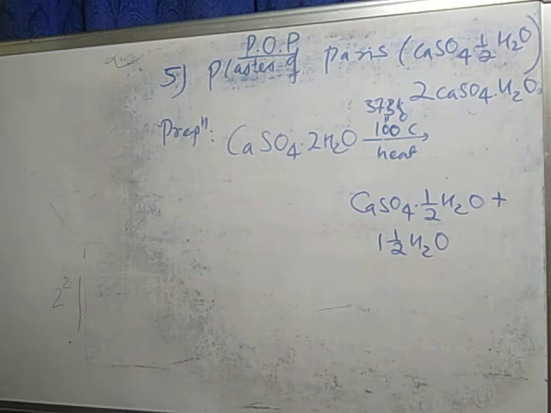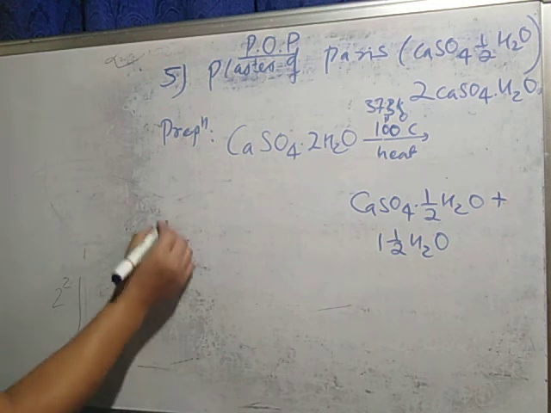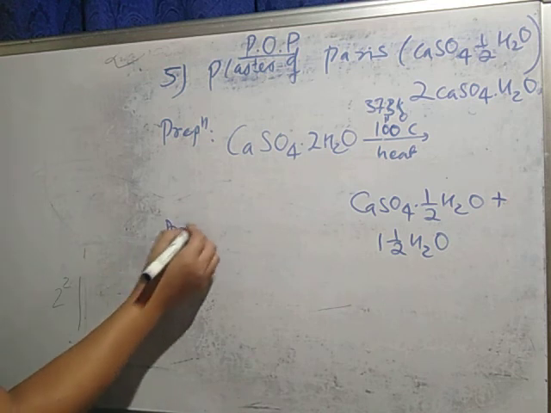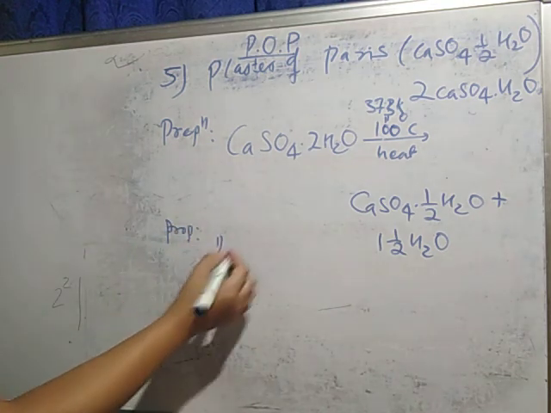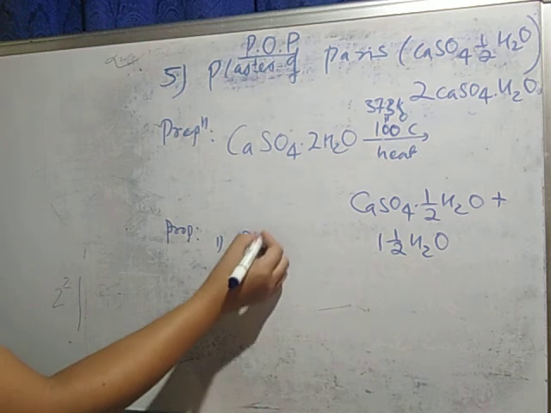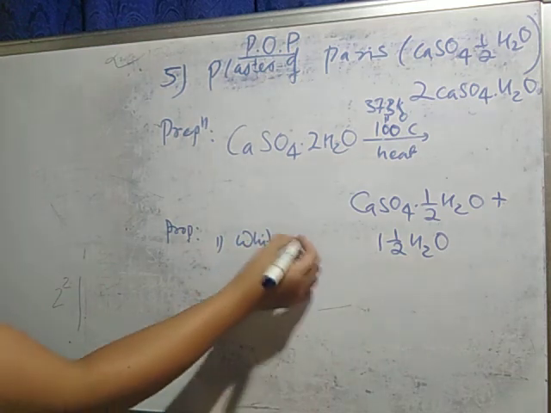So, clear? Now write down properties. First property, this is a white powder. Plaster of Paris looks like a white powder.